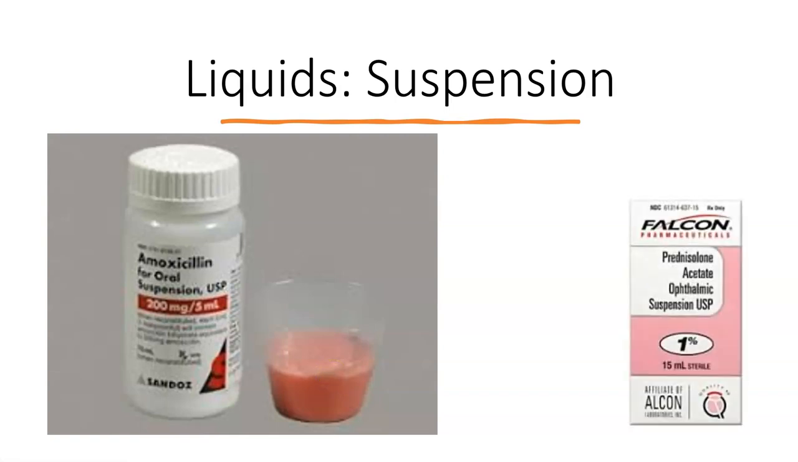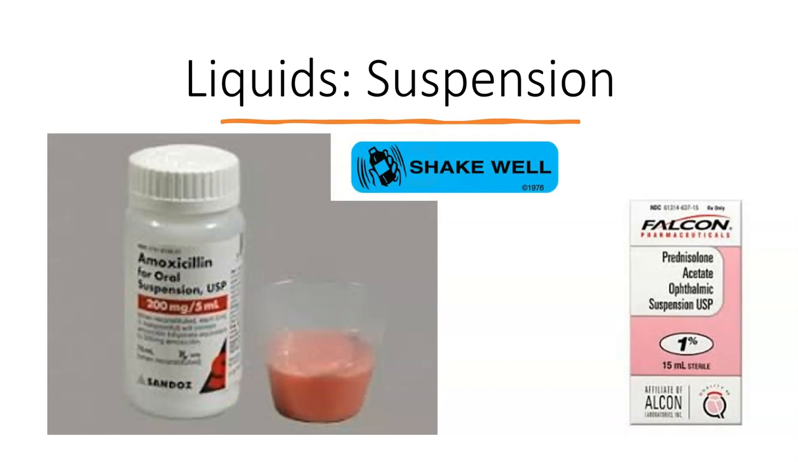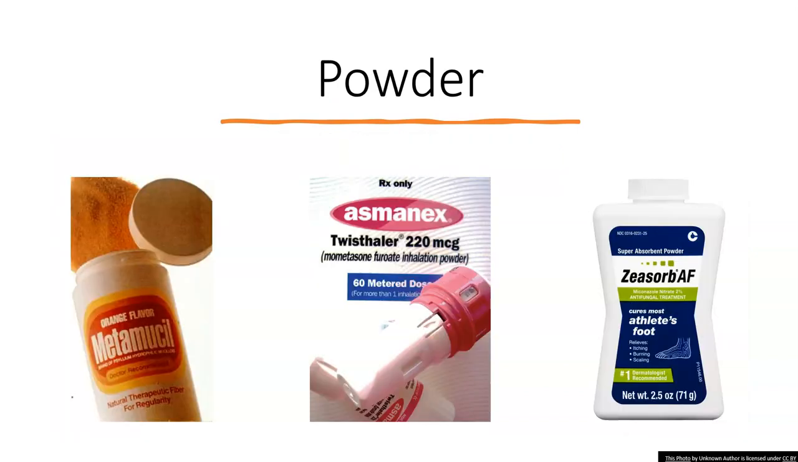Other things that come as suspensions are eye drops, ophthalmic suspensions. There's a number of different things, and we always want to make sure that we use that shake well label. Powders come in a variety of different forms. Sometimes powders are mixed into liquid, like with Metamucil. It doesn't fully dissolve. It usually makes a very thick liquid that the patient is then going to drink. This is to increase fiber.